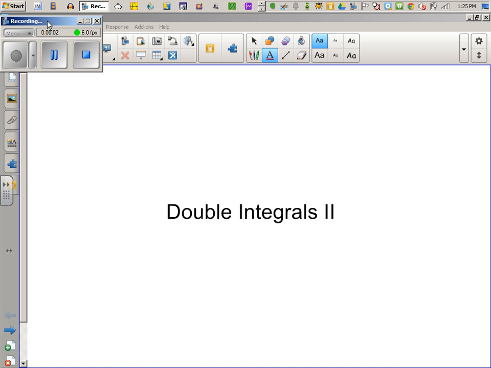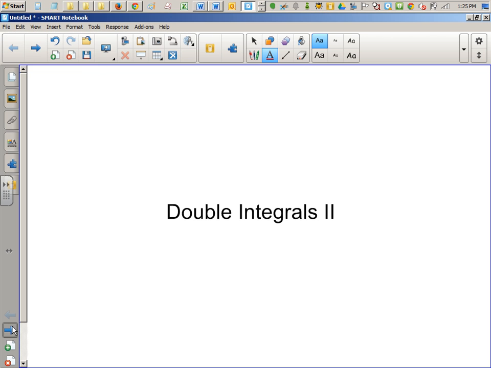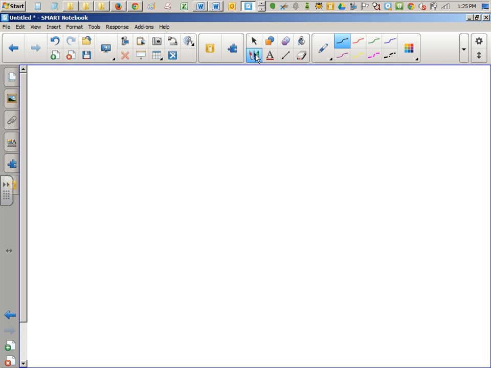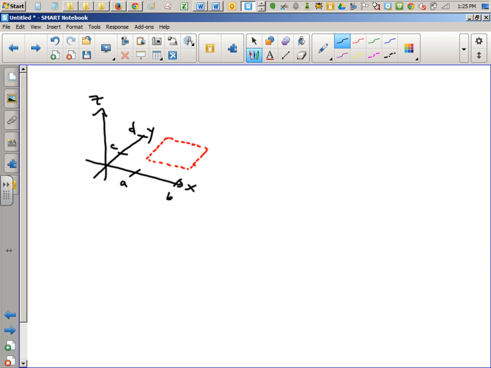So day 2, the only difference between day 2 and day 1 is that in day 2, the region you're integrating is not a rectangle. So let me draw a picture of day 1 again for you real quick, okay? In day 1, you can think of it this way. Here's your axes, right? There's this rectangular region on the xy plane. You're integrating from A to B in the x direction and from C to D in the y direction.